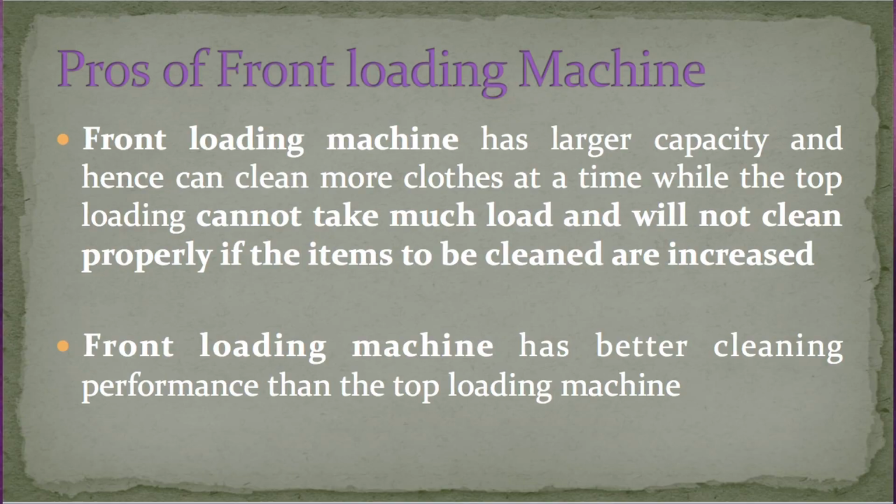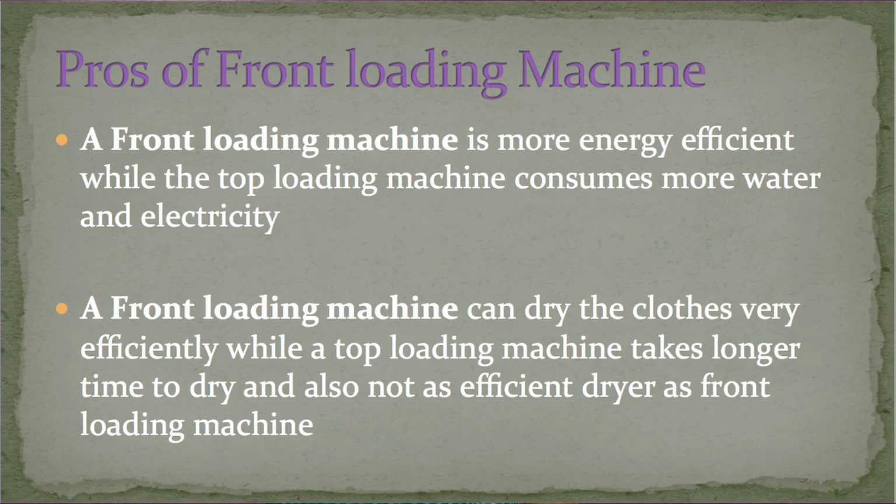Now, after knowing the types of different washing machines, let us perform a comparative study here. Front-loading machine has large capacity and hence it can clean more clothes at a time, while the top-loading cannot take much load and it will not be able to clean properly if the items to be cleaned are increased. This is the first point. The second point, front-loading machine has better cleaning performance than the top-loading machine. Third point, a front-loading machine is more energy efficient while the top-loading machine consumes more water and electricity.